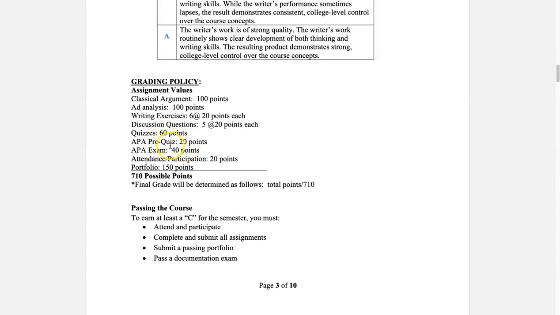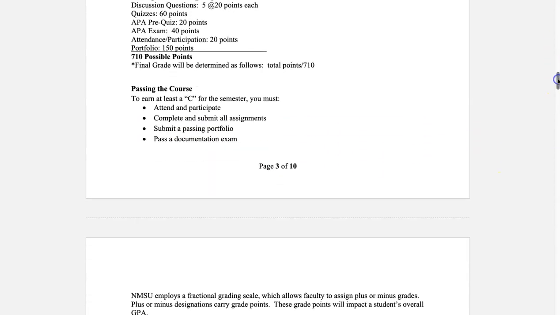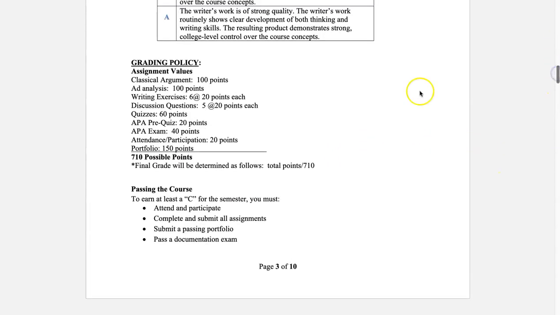We're also going to have an APA pre-quiz and an APA exam. The attendance is 20 points and the portfolio is worth 150 points. So that's basically what we're going to be doing for the next 6 weeks. And your final grade is averaged by adding up all of the points and then dividing them up by 710, which is the possible points that you can get from this class.